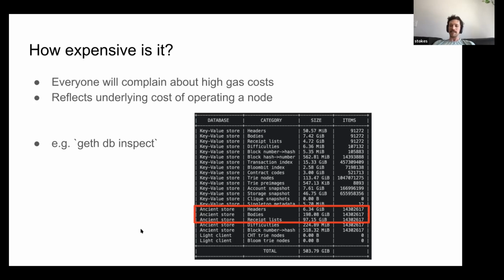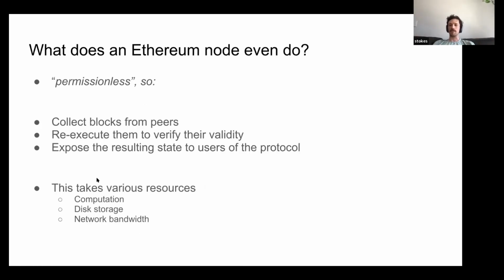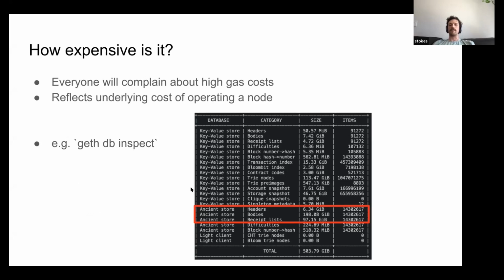To give a flavor for this, because I said there's a couple of things, it's basically like you have all this computer hardware you have to throw at running a node. So to give you an example, one dimension to this is the disk footprint, and that's what I have here. If you run a Geth node, you can run Geth db inspect, and it will basically walk through your local database and tell you, okay, you have these recent headers and they take up this much space, or block bodies and they take up this much space.